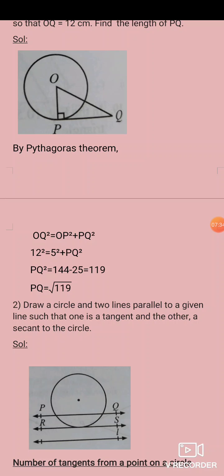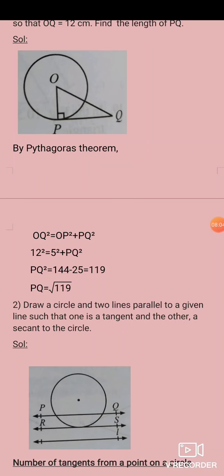So draw a circle and two lines parallel to a given line, such that one is a tangent and the other is a secant of the circle. Here, RS is the tangent, and PQ is the secant. The given line is the last one, L. So one is a tangent, the other one is the secant of the circle.